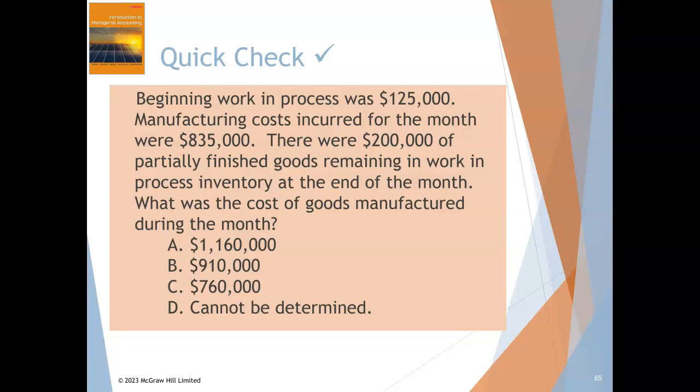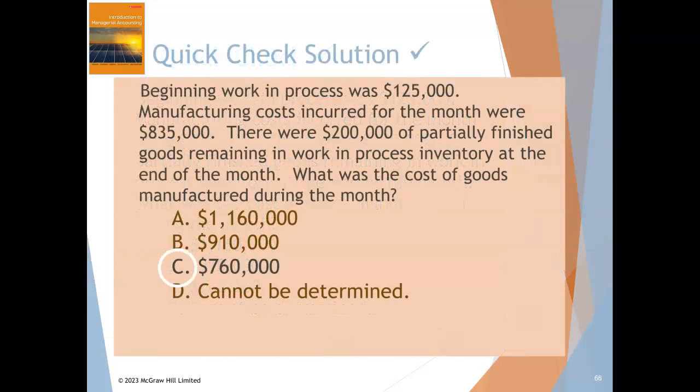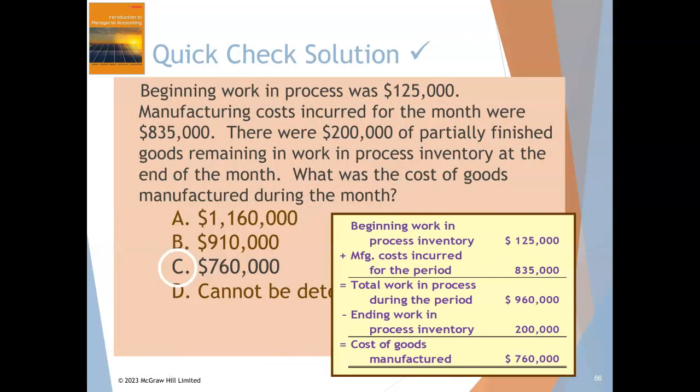A, $116,000, B, $910,000, C, $760,000, D, cannot be determined. The answer is C, $760,000.